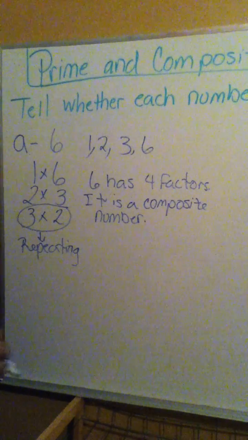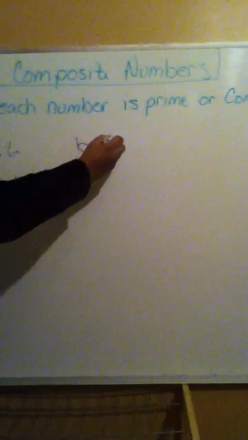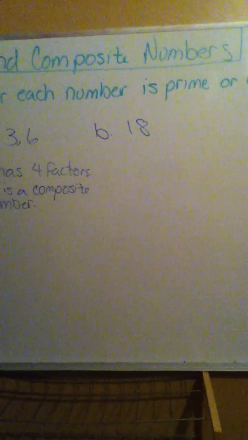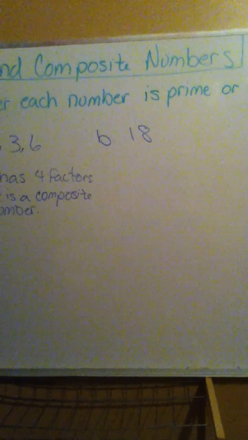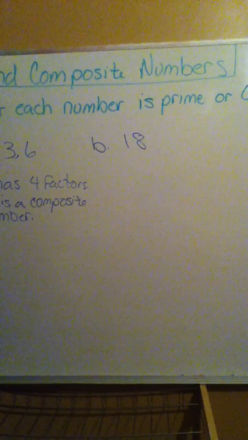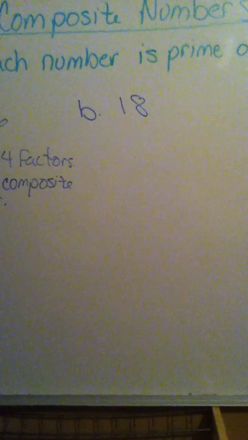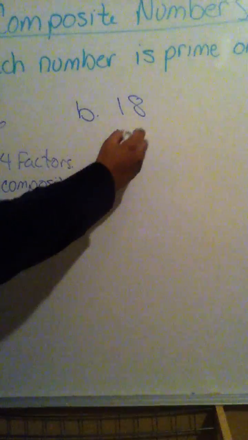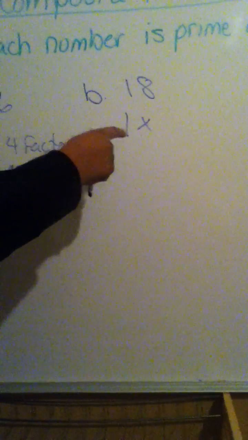Boom. Let's do B. Let's tell whether 18 is prime or composite. To do this, I must find all the factors of 18. The factors of 18 are all the numbers that you multiply together to get 18, because factors mean numbers you multiply together. I'm always going to start with 1. I'm going to ask myself, what times 1 gives me 18?